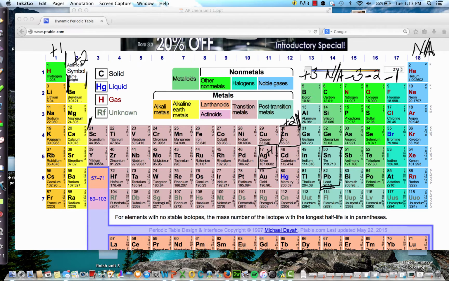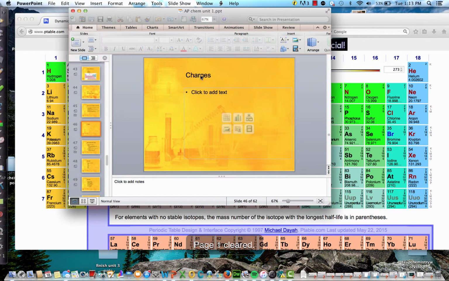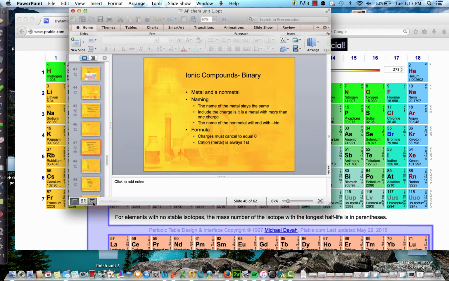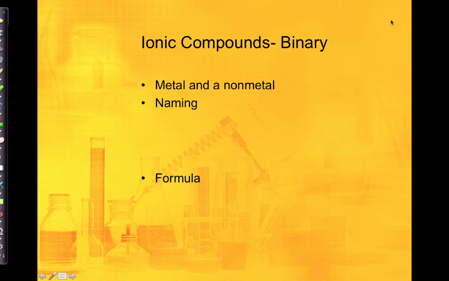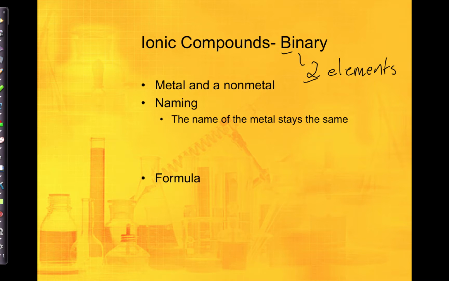All right, so now that you have that information, let's look at some naming and writing the formulas. When you have an ionic compound that's binary, that means it only has 2 elements. So it's just a metal and a non-metal. Binary, bi means 2, so it has 2 elements in it. When you have an ionic compound, you should see a metal and a non-metal. When you name it, the name of the metal will always stay the same. So calcium would stay calcium, magnesium would stay magnesium.